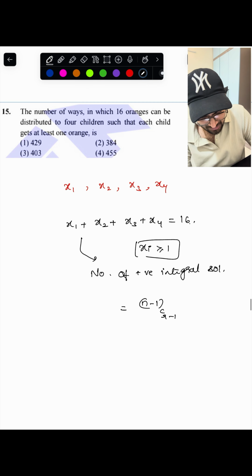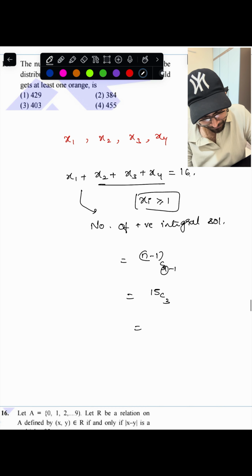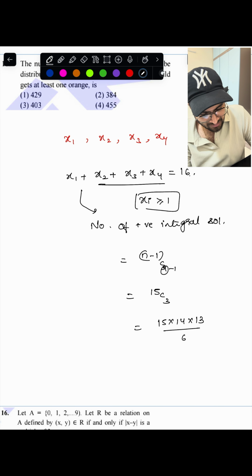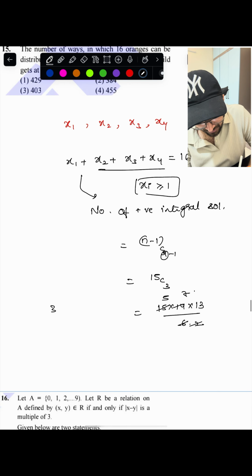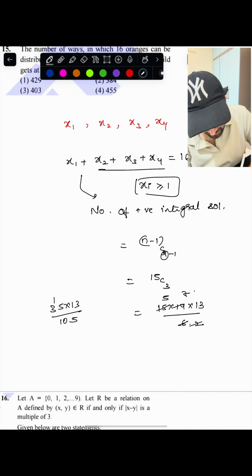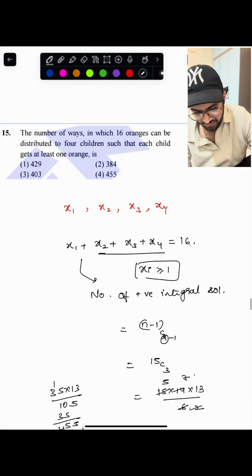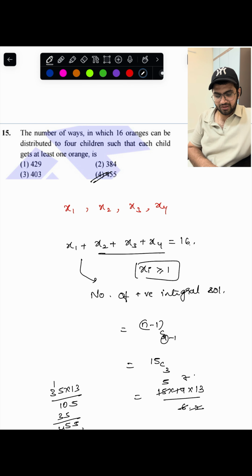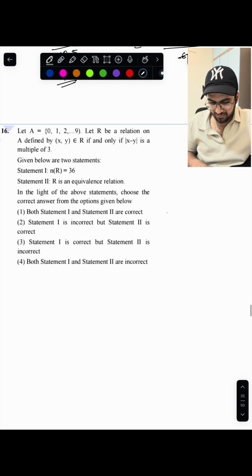Which is nothing but 16 minus 1, 15, C, R means 4 here, 4 minus 1, 3, 15 C 3. So that has to be 15 into 14 into 13 by 6. 3 times 2 is 6, 5, 7, right? So 35 into 13, how much? 15, 105, 35 5s are 5, 5, 455. Yeah, so the fourth option is right. In 455 ways we can distribute the oranges. So a pretty easy question.